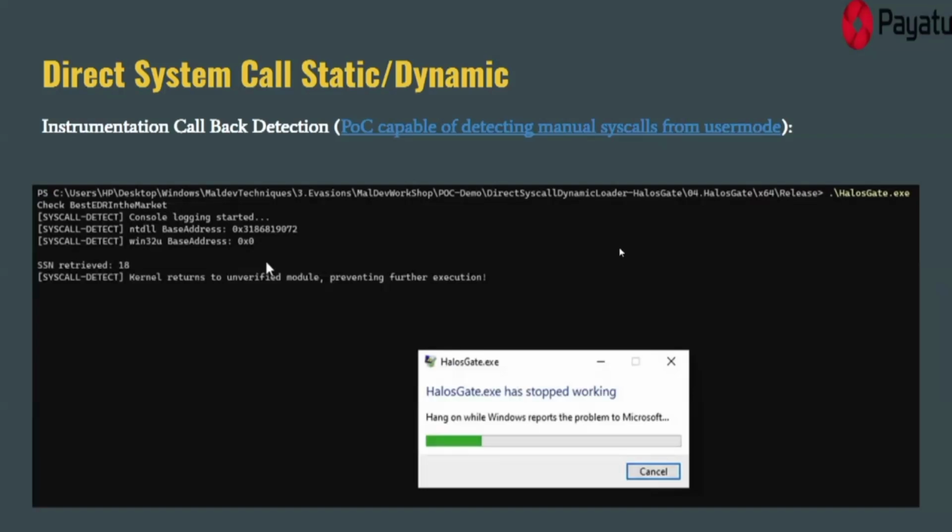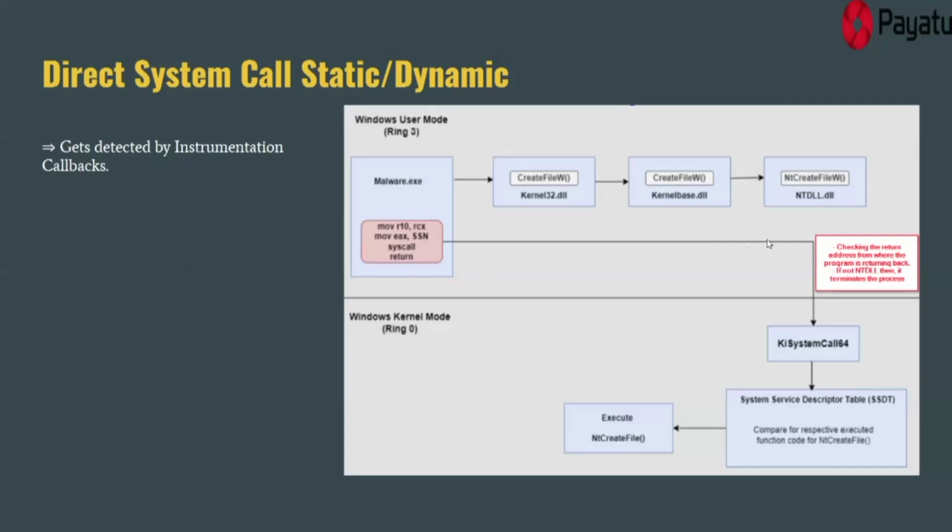You can see here in the screenshot that I executed Hell's Gate, and Hell's Gate was able to retrieve the system call number. As soon as it retrieved the system call number and entered the kernel, this particular POC, which has the capability to detect manual direct system calls, detected this, produced an alert, and terminated the process. So this is basically the drawback of direct system calls, and this is how it detects that. Whenever it enters the kernel, it checks the return address. Here the return address is not NTDLL.